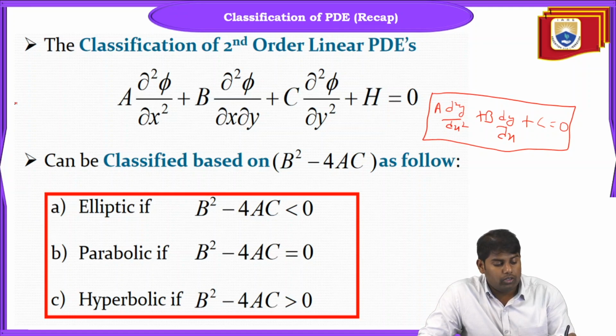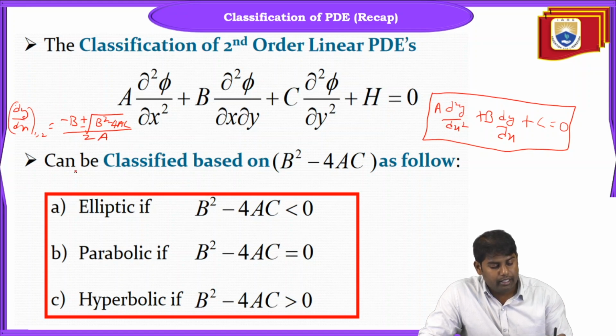Let's say dy by dx of 1, 2 is equal to minus b plus or minus under root of b square minus 4ac divided by 2a. So this is what we have. This concept we are utilizing here, and seeing the value b square minus 4ac.